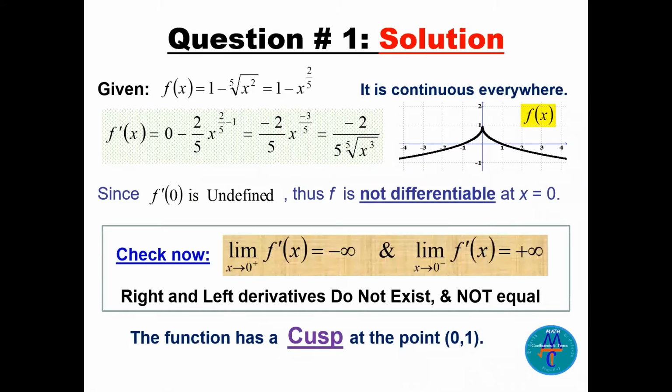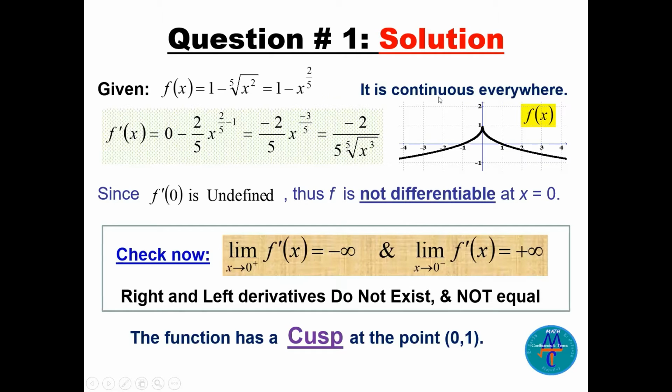So we have to first find the derivative of this function easily. The derivative of 1 is 0, minus, by the power rule, minus 2 over 5, x to the power 2 over 5 minus 1. So minus 2 over 5 is the coefficient, and here we have minus 3 over 5. So we can write now the derivative f prime of x as minus 2 divided by 5 times the fifth root of x cubed in the denominator, because this power is negative.